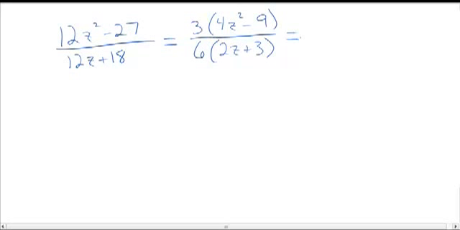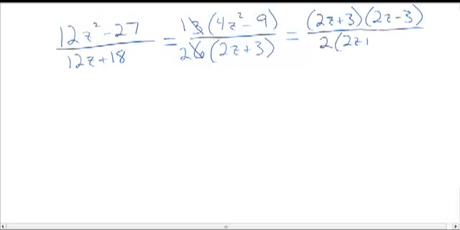This 4z squared minus 9 is actually a difference of two squares. That factors. So let's go ahead and reduce the 3 and the 6. The 3 would become a 1, the 6 would become a 2. So I'm just not going to write the 1. So let's factor 4z squared minus 9. Well, that is 2z plus 3 times 2z minus 3, all of that over 2 times 2z plus 3. And now that you've factored the top, you see, well, looky here, we've got a common factor that cancels out. So my final answer here is 2z minus 3 over 2.